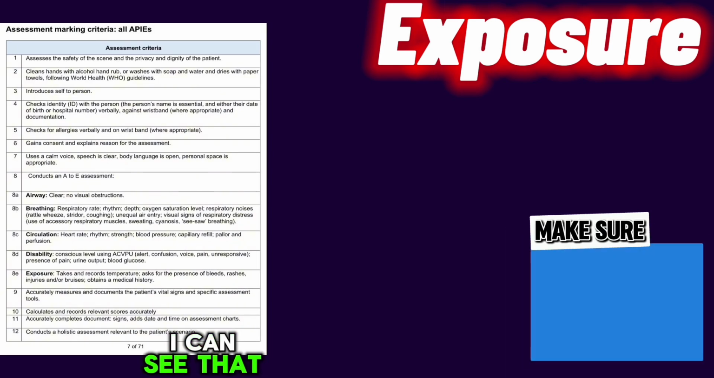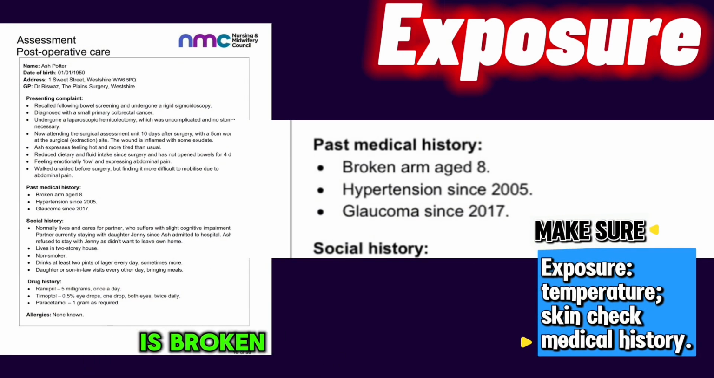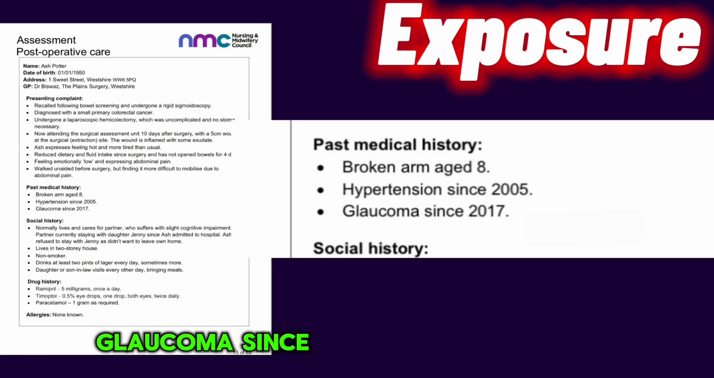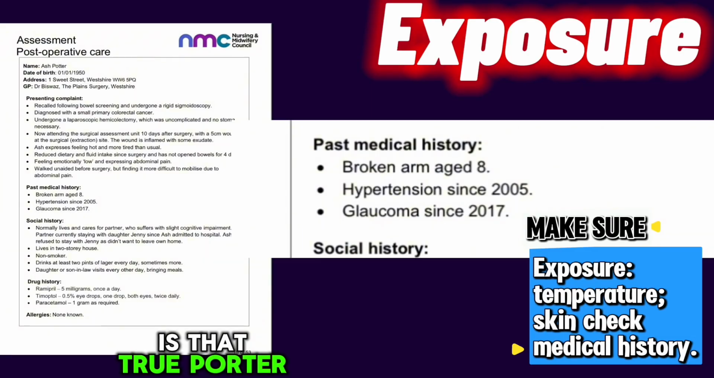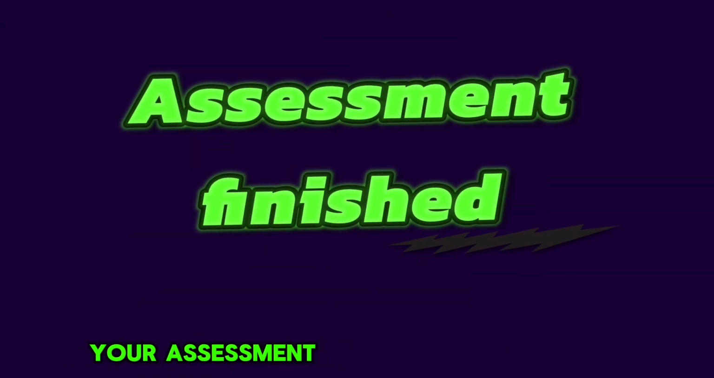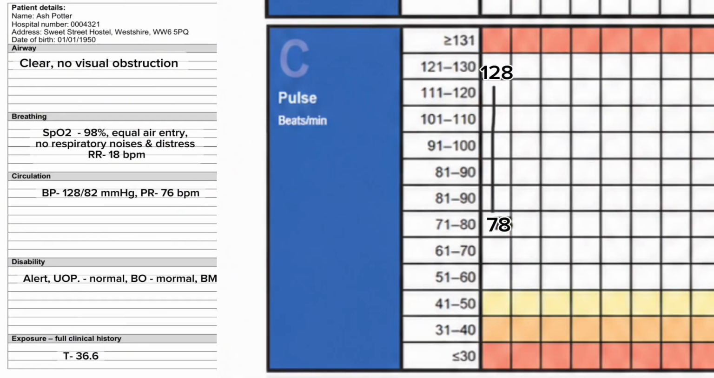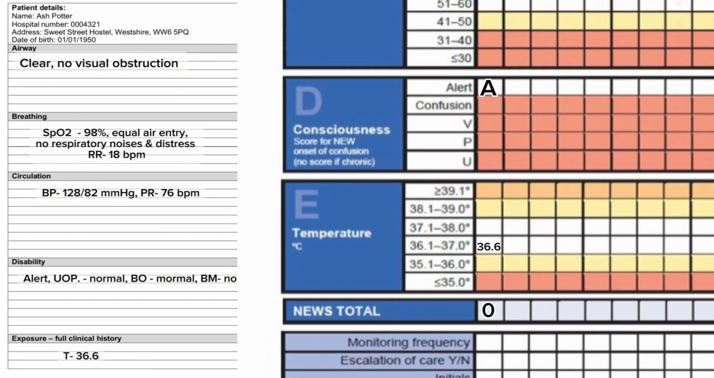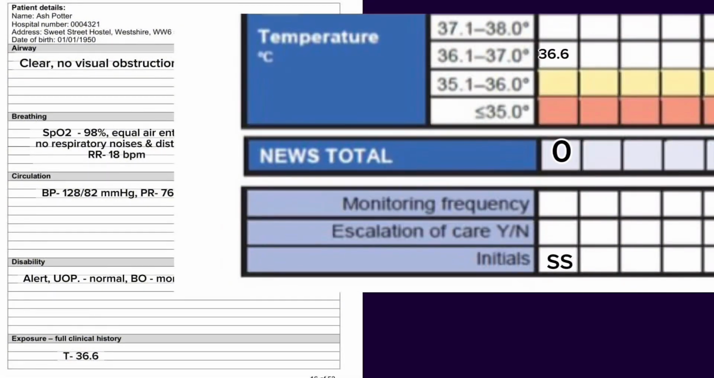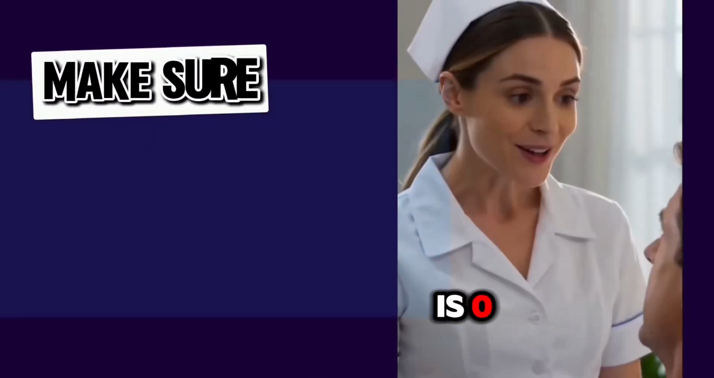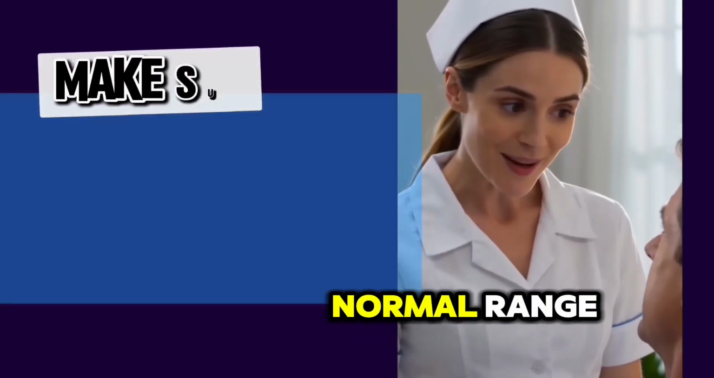How about your past medical history? I can see that your past medical history is broken arm at age 8, hypertension since 2005 and glaucoma since 2017. Is that true? Porter, I'm now finished with your assessment. Would it be okay if I just record it? Porter, we are finished with your assessment. Your early warning score is 0. Your parameters are within normal range.